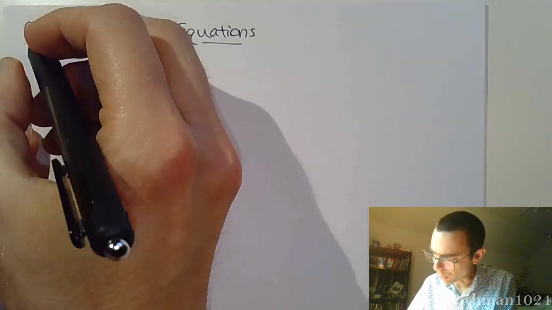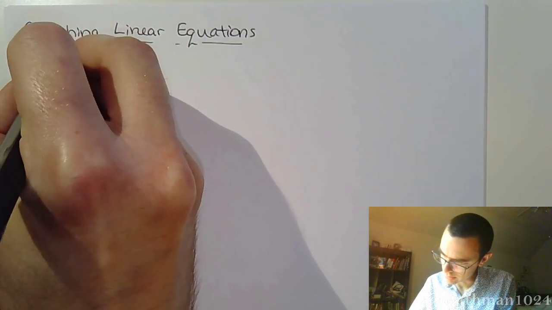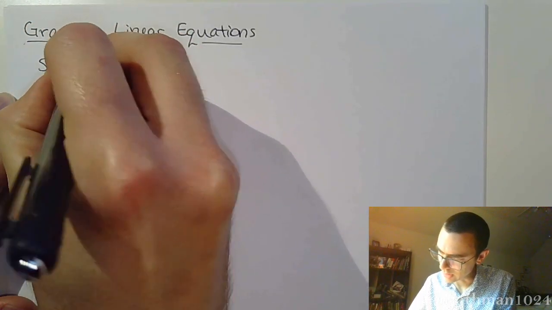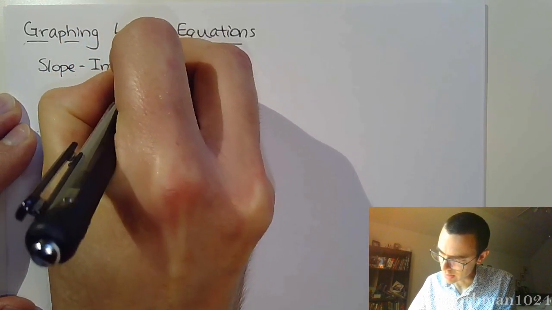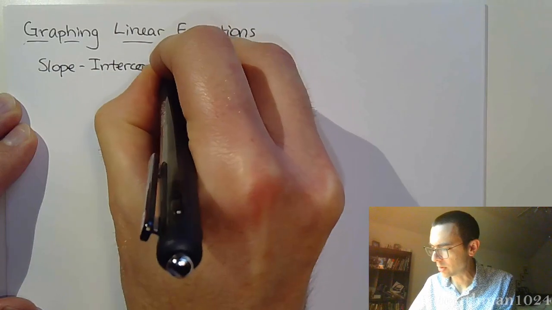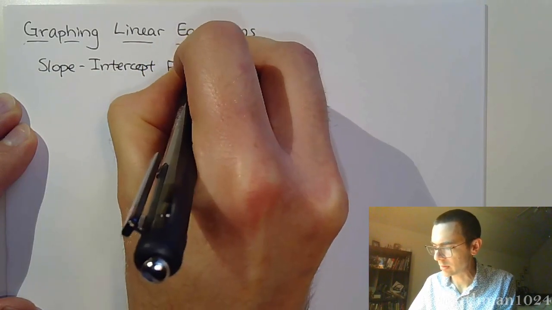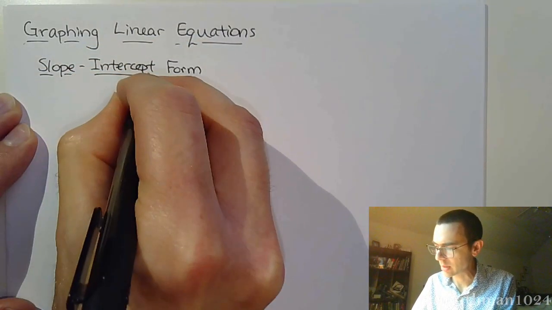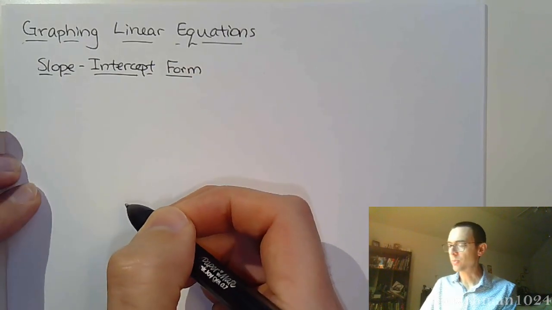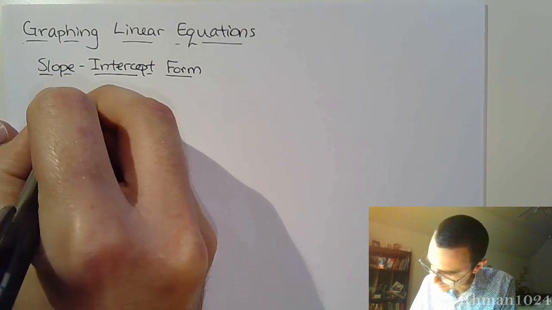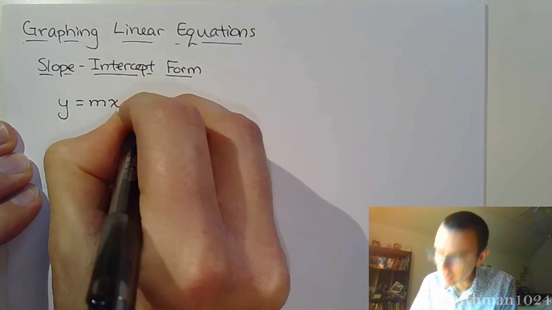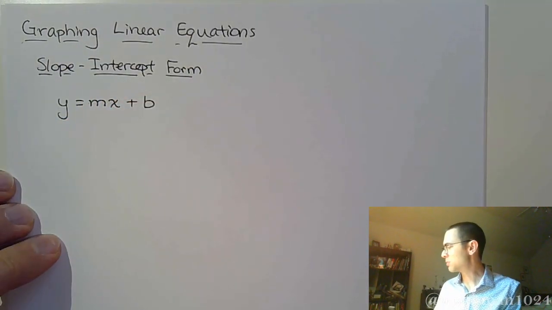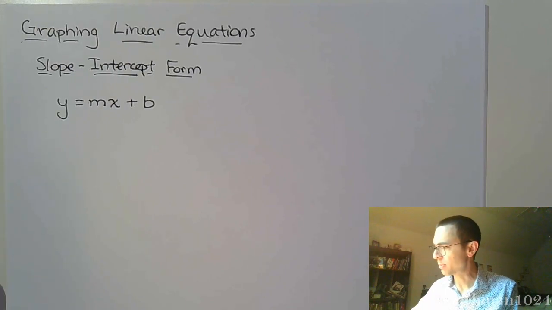So the first form that we see, the one that we like to use a lot, is the slope-intercept form. The slope-intercept form is y equals mx plus b. So some things to note about this form.